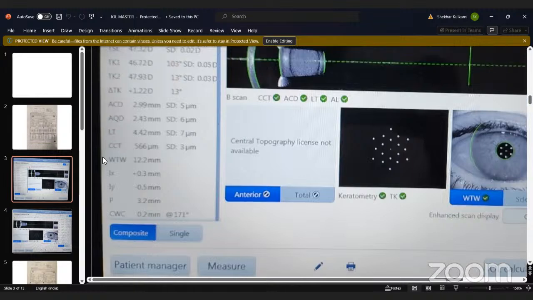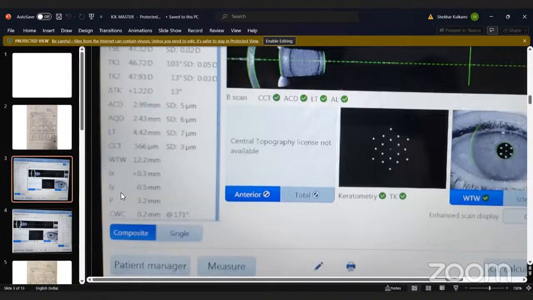Third. Okay. And what is this? IX, IY, and P values. So you might be wondering what it is. This is the iris axis on the X and Y axis. IX is the X axis and IY is the Y axis.